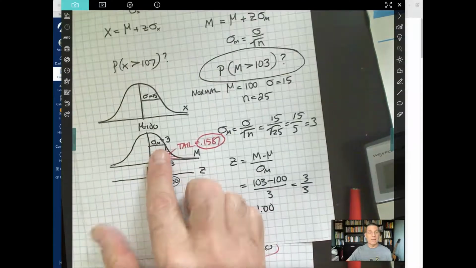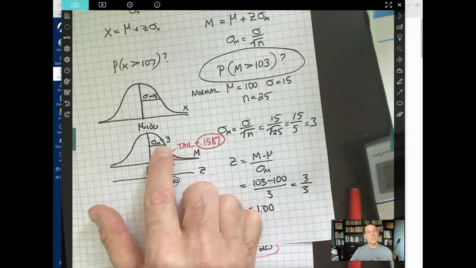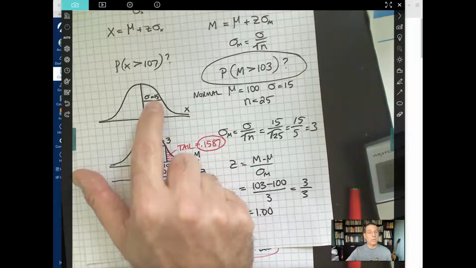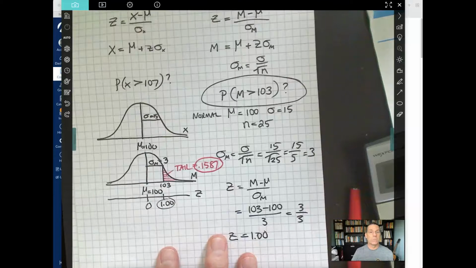So when we look at this graph, it is telling us we know the mean of those sample means and we know the standard deviation of the sample means. Much like when we had individual scores, we know the mean of those individual scores and we know the standard deviation of those individual scores. That allows us to calculate z-scores.